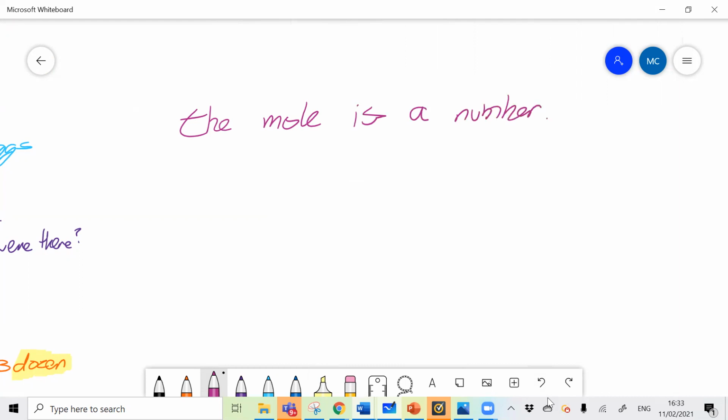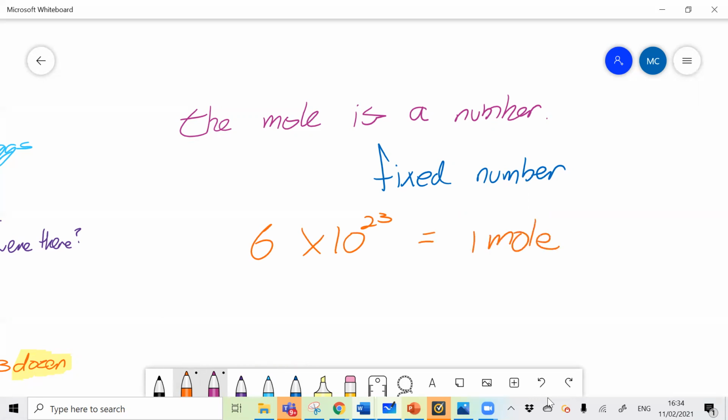Okay, so it's called a fixed number. So 1 mole of copper, 1 mole of sodium atoms, 1 mole of carbon atoms, 1 mole of carbon dioxide molecules, 1 mole of dishes, 1 mole of sand particles, 1 mole of stars, they all correspond to the number of 6 times 10 to the 23. Okay, so 1 mole is a fixed number.